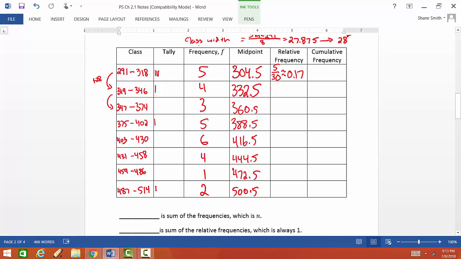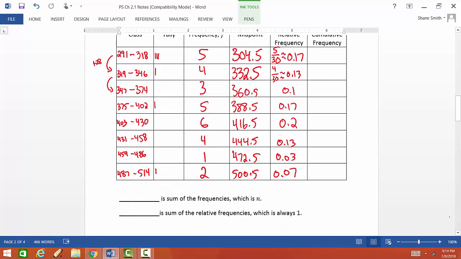And we do this for all of them. So we take 4, divide by 30. It's 0.13. And we do this for all of them. So 3 divided by 30 is 0.1. 5 divided by 30, we already did that. 6 divided by 30 is 0.2. 4 divided by 30, we already did that one. 1 divided by 30. 2 divided by 30. And I just rounded them all to 1 or 2 decimal places. 1 if it's exact, 2 decimal places though at a minimum, because that's the nearest whole percent. So I would at least go to 2 decimal places there.